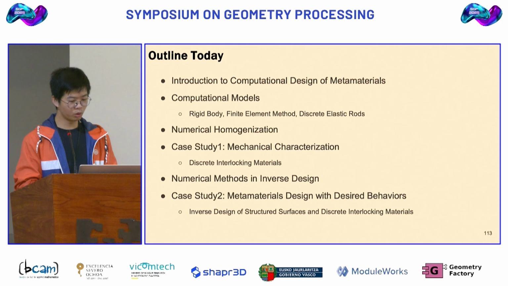So to wrap up today, I have talked about what metamaterials are and the design challenges, then described several computational models to forward predict the behaviors, and we can use numerical homogenization to characterize the macromechanical properties. I also showed how we extend the method to characterize and model the macromechanical properties of discrete interlocking materials. After that, I also showed the numerical methods such as SQP and sensitivity analysis for the inverse design. Finally, I talked about two recent research works on the inverse design of metamaterials.